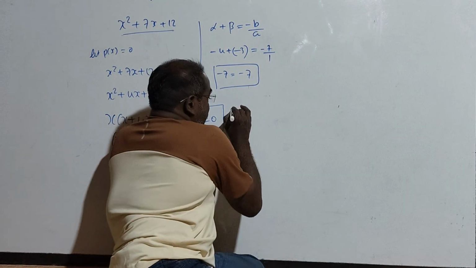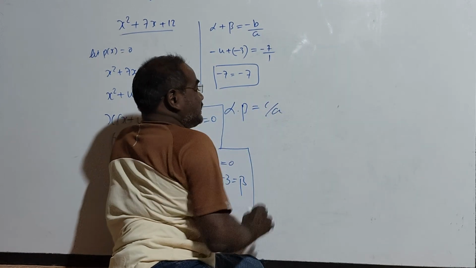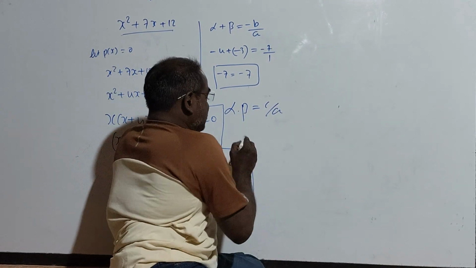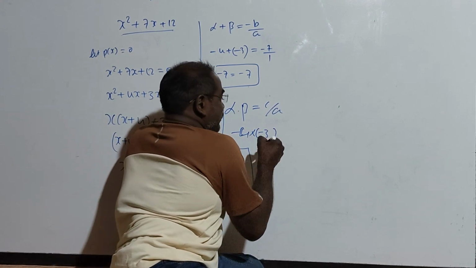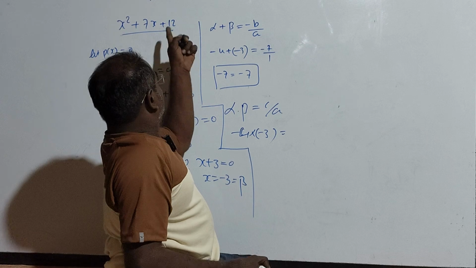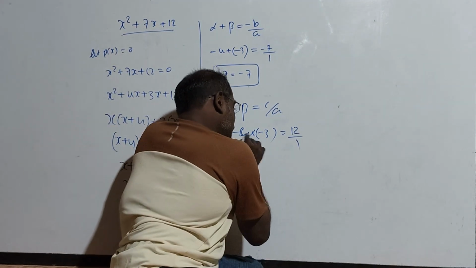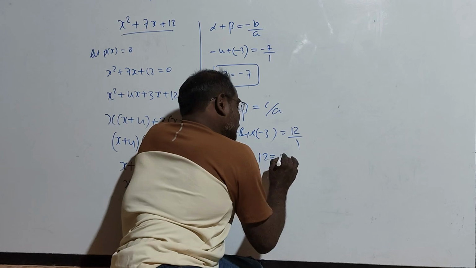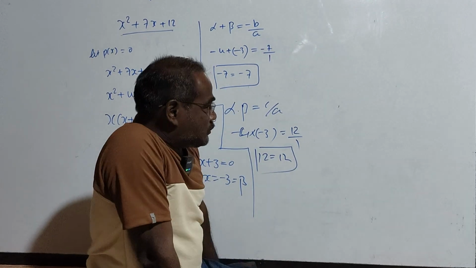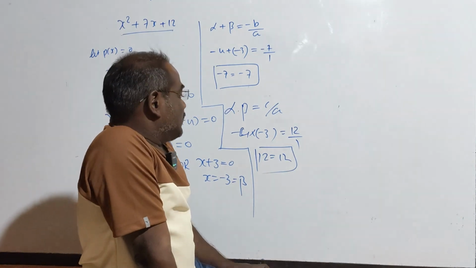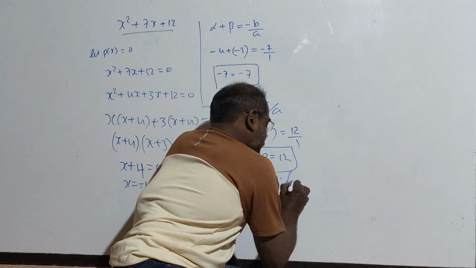Now, the product of zeros, alpha into beta, is always c by a. Alpha is minus 4, beta is minus 3. c is 12, a is 1. 4 into 3 is 12, which is equal to 12. It means the product is also verified. So finally you need to write verified.